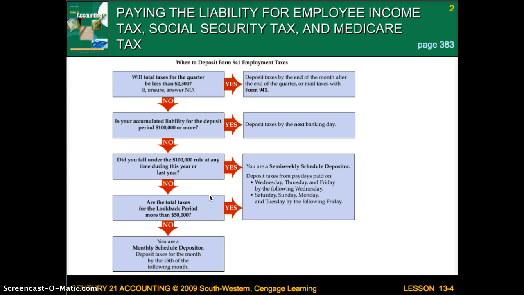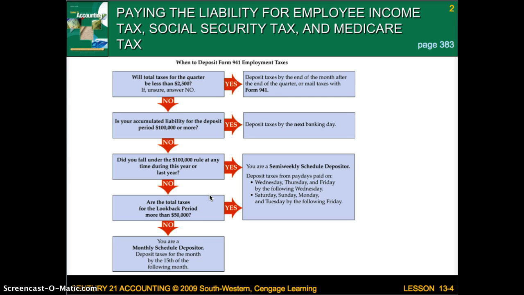So depending on a few different things, will tell you when they pay their deposit or the payment of payroll taxes to the government. So one is the amount of payroll taxes collected during the current period, and the other is the amount of payroll taxes owed during the prior 12-month period. And that prior 12-month period is called the look-back period.